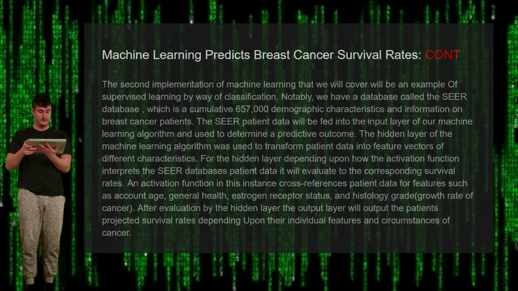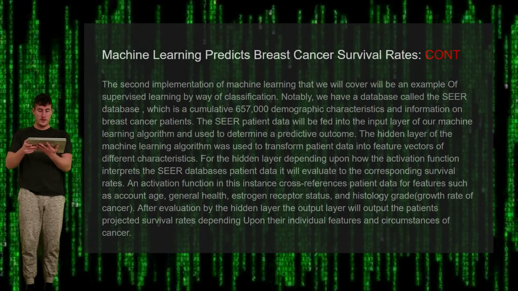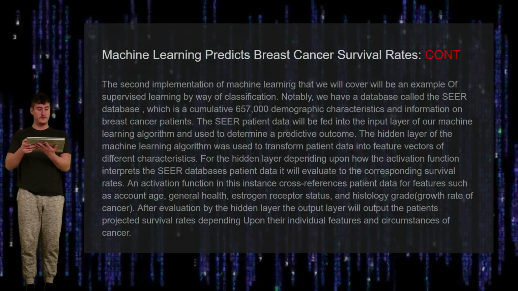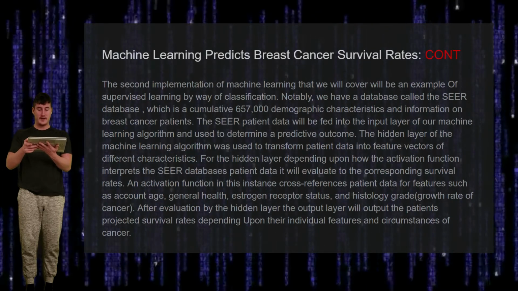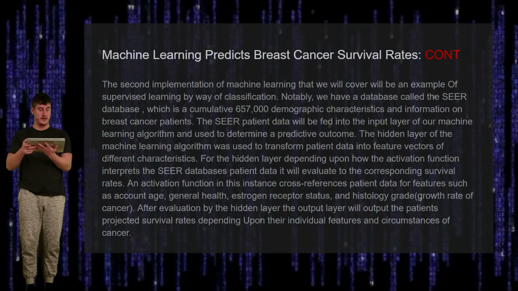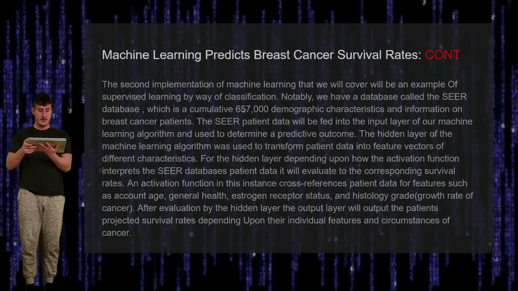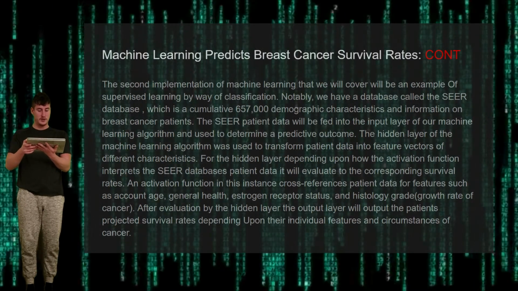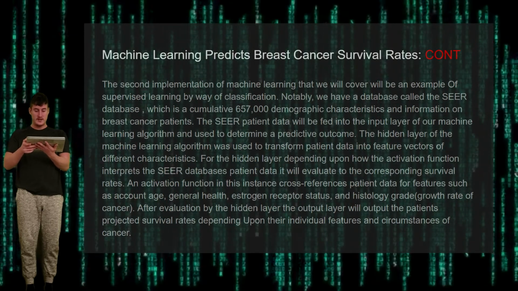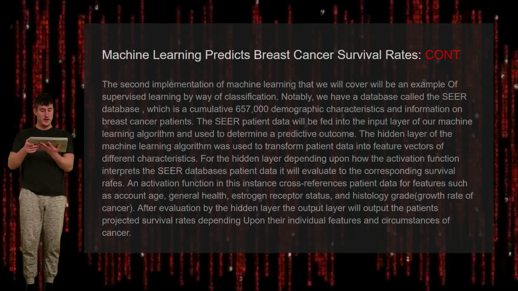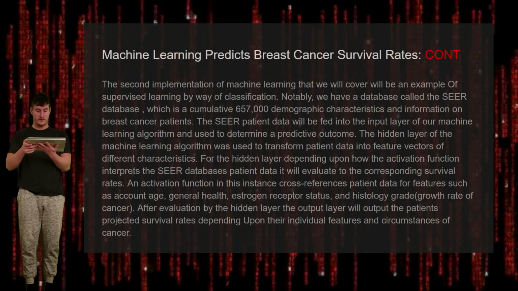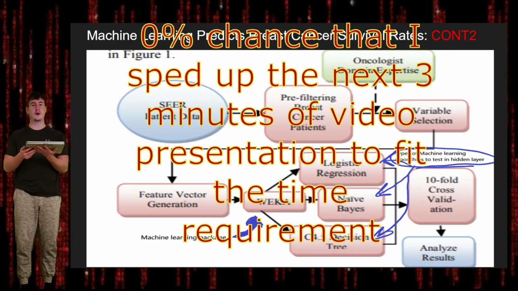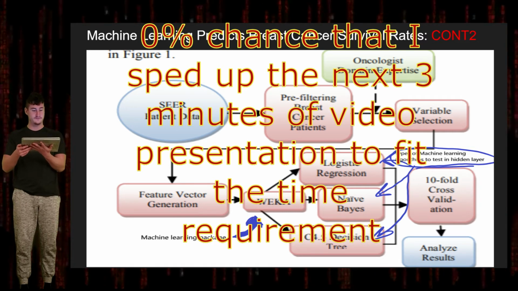Notably, we have a database called the SEER database, which is a cumulative 657,000 demographic characteristics and information on breast cancer patients. The SEER patient data will be fed into the input layer of our machine learning algorithm and used to determine a predictive outcome. The hidden layer of the machine learning algorithm was used to transform patient data into feature vectors of different characteristics. So next I included a diagram, which will help us understand this machine learning's implementation.